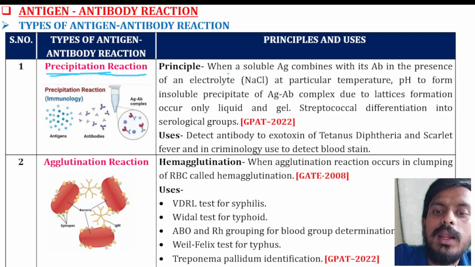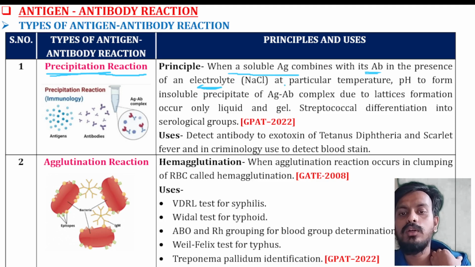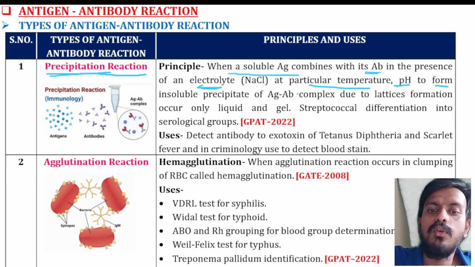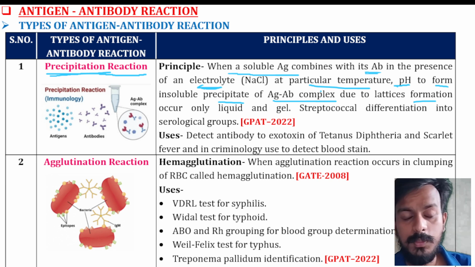So when a soluble antigen combines with antibody in the presence of electrolyte at a particular temperature and pH, it forms an insoluble precipitate of antigen-antibody complex due to lattice formation. This is called a precipitation reaction.